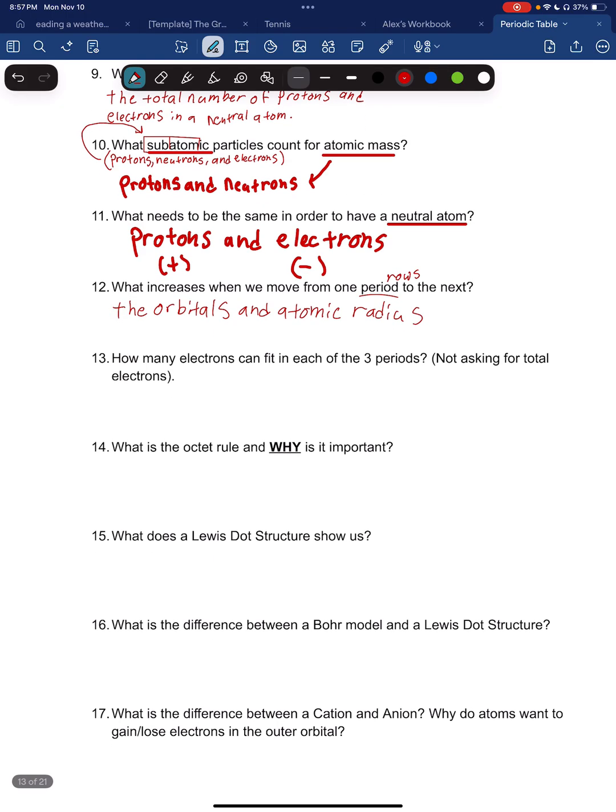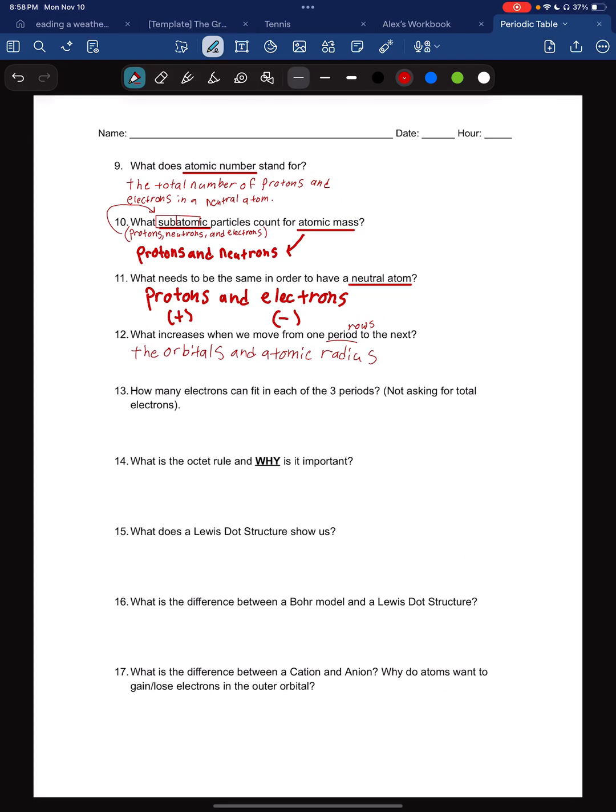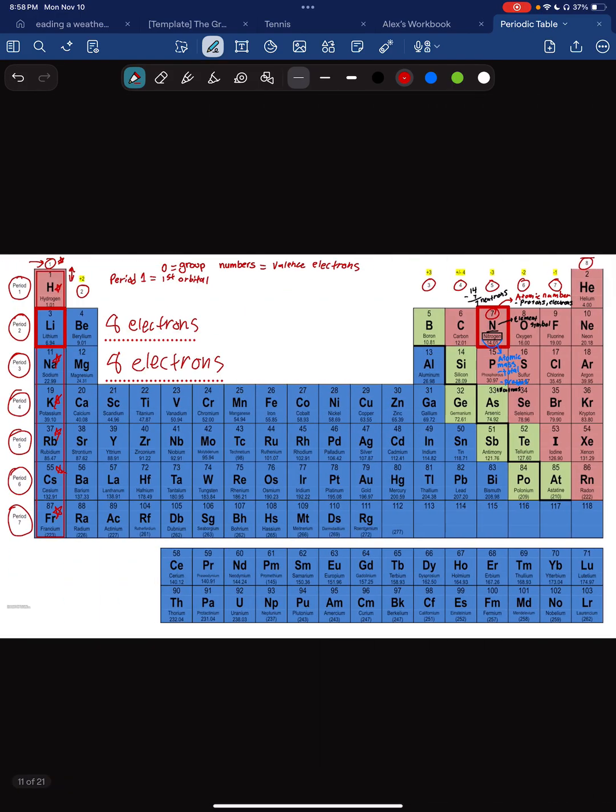All right. So, number 13 says, how many electrons can fit in each of the 3 periods? This is not asking for the total amount of electrons. If you go to your periodic table, we already started writing it down. It depends on what period it is in. For example, period 1, which is over here, we have 1, 2 elements in our first period, in our first row here.